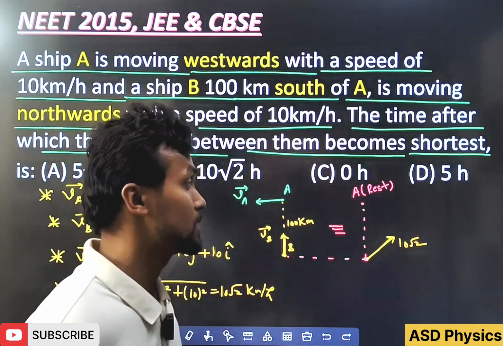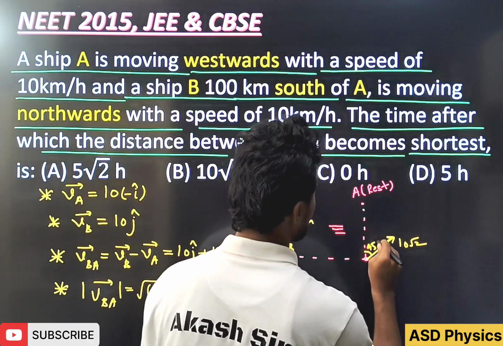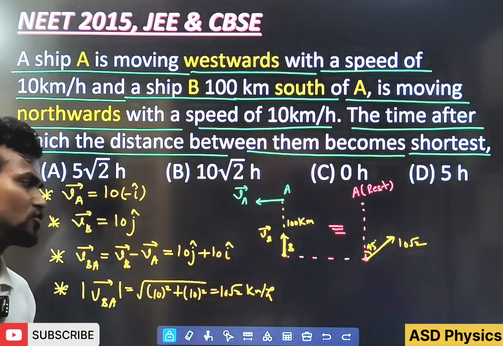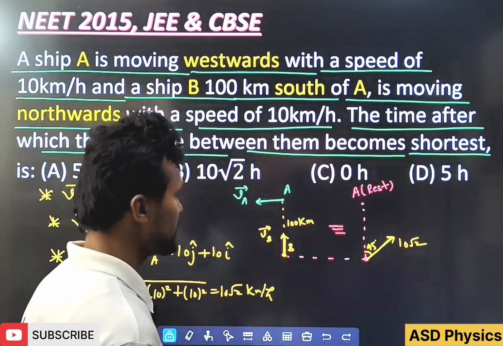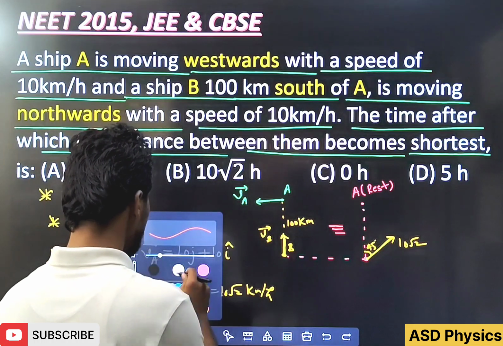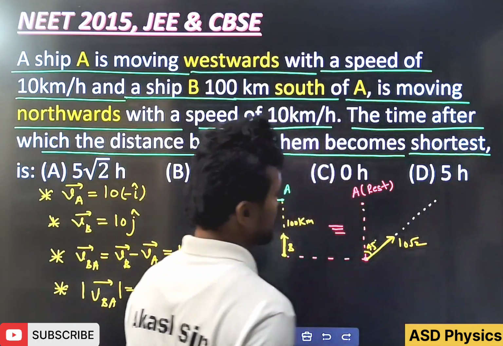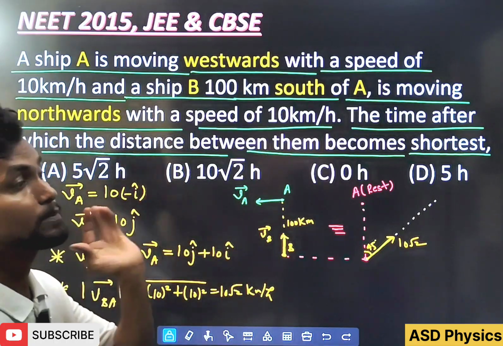It is 10 root 2 kilometer per hour, making an angle of 45 degrees, because tan theta equals the coefficient of J cap by the coefficient of I cap, which is 10 by 10, so tan theta is 1 and theta is 45 degrees. Now this ship is going like this in a rest situation, and we have to find the time for which the distance between them is shortest.